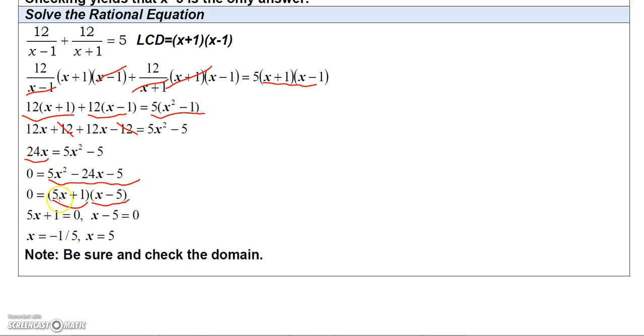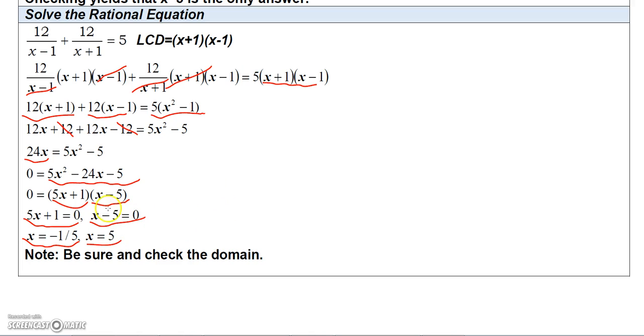And then set 5x plus 1 equal to 0, and set x minus 5 equal to 0. And then solve each of these. For 5x plus 1 equal to 0, subtract 1 and divide by 5, and you get x equals negative 1/5. And for x minus 5 equal to 0, just add 5 to both sides, and you get x equals 5.